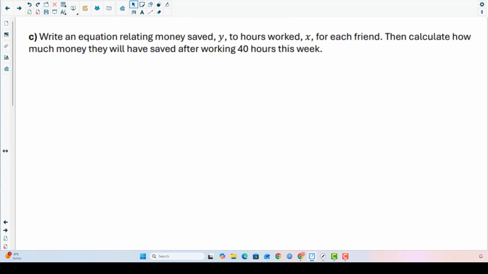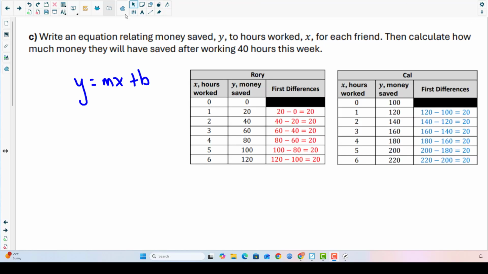Now we're going to write an equation relating money saved to hours worked for each friend, and we're going to calculate how much money they will have after working 40 hours this week. So the equation is very simple. It's y equals mx plus b. And I'm going to get the table once more. All right, so we have the tables for Rory and Cal. Y equals mx plus b. Remember, b is our starting value. What does that mean? That means when x is 0, whatever value y is, that is my b value.